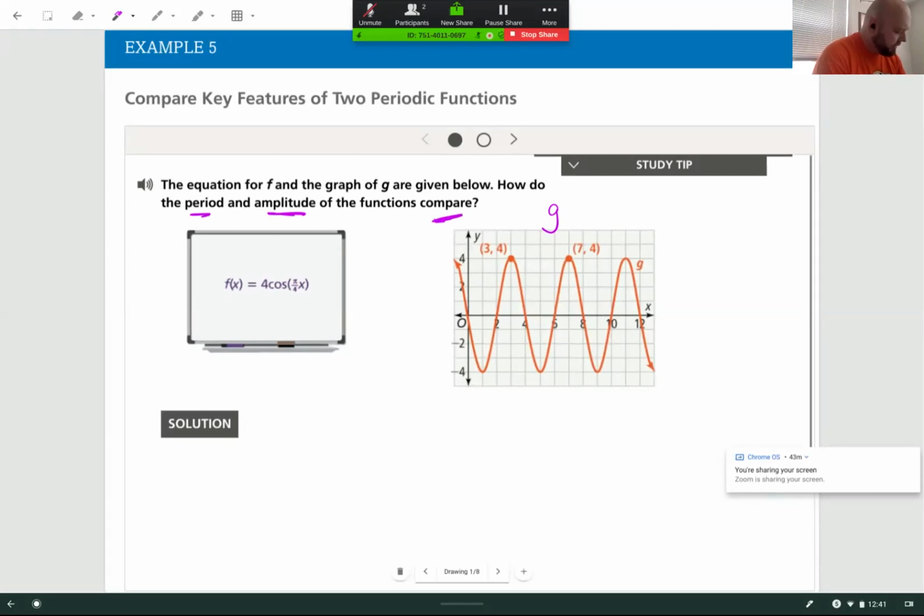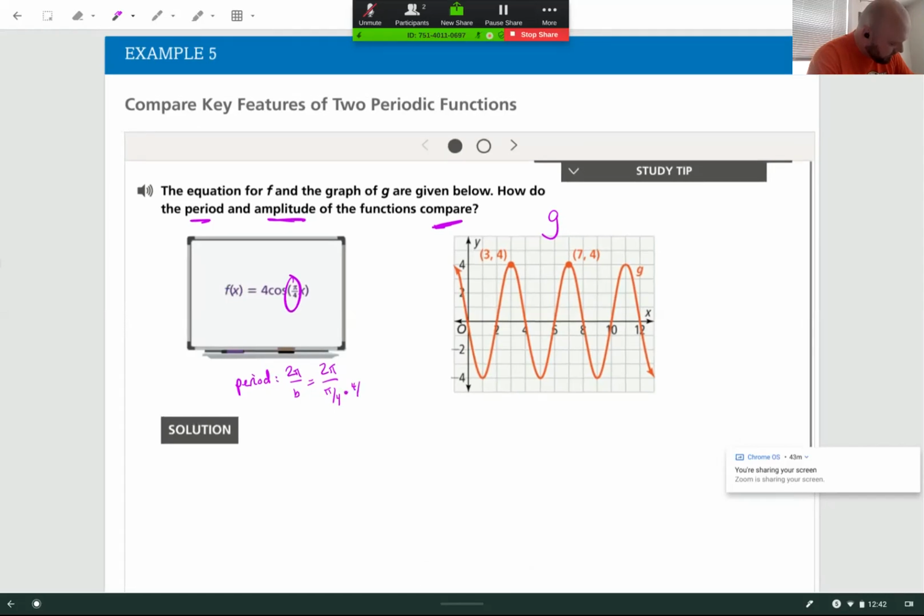So for graph f, let's talk about the period. We know the period is always 2 pi over b, and our b value in here is pi over 4. So we have 2 pi over pi over 4. And to deal with that, I'm going to multiply by the reciprocal, 4 over pi. So the pi over the pi cancels, and we're left with 2 times 4, which is 8. So this makes 1 full rotation in 8 units. That's our period.